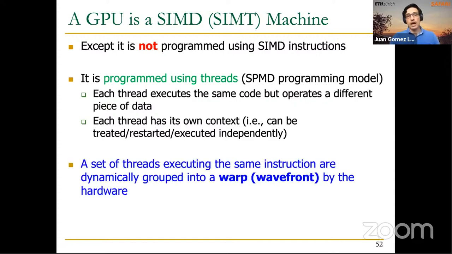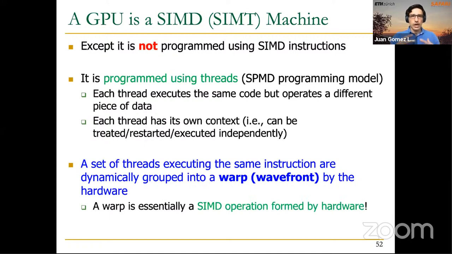The thing is that the hardware is going to automatically, dynamically, take these threads and create groups or sets of threads that we call warps or wavefronts. And these are the SIMD units that are executed all together on the hardware. We are going to take a closer look at this. So a warp, as an easy definition, is essentially a SIMD operation formed by the hardware dynamically and transparently to the programmer, who only needs to worry about writing code for individual threads.